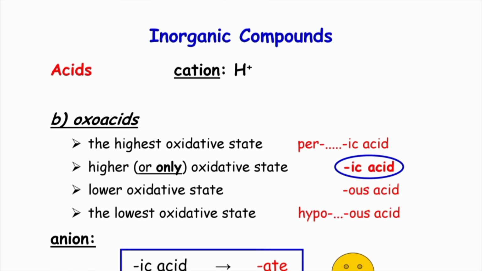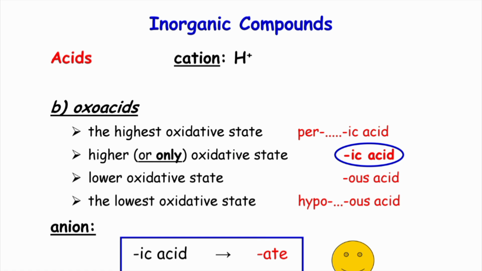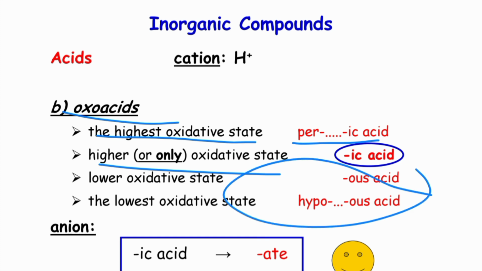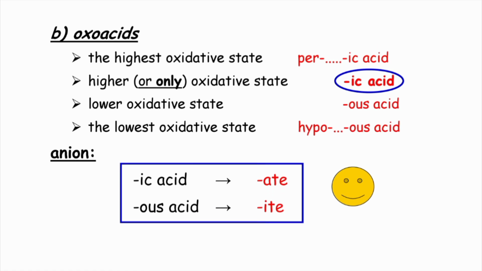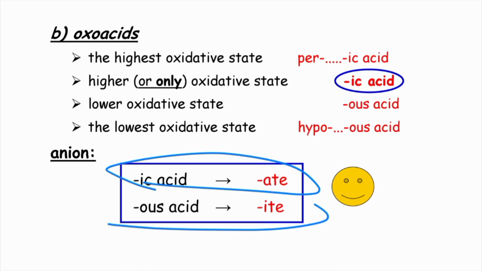Inorganic compounds: acids, cation H positive. Oxo acids: the highest oxygen state takes the -ic suffix, the lowest oxygen state takes hypo- and -ous. The anion will be written with -ic acid giving -ate, and -ous acid giving -ite.